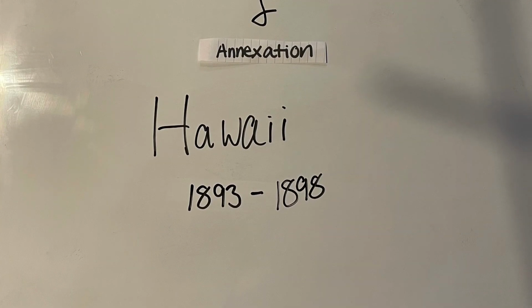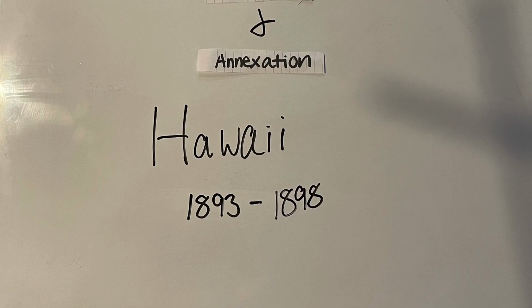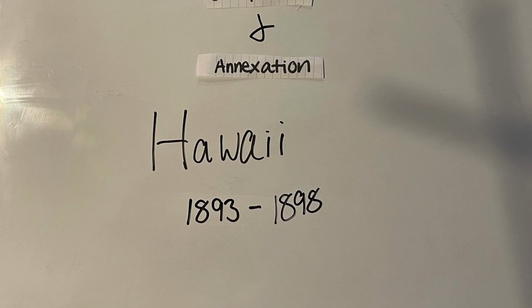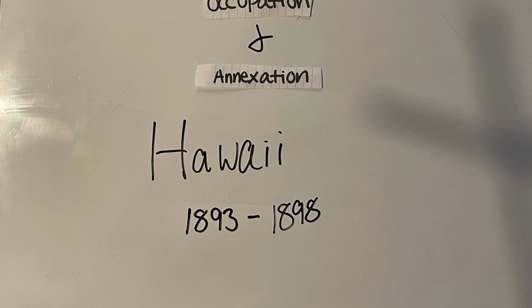Hello, in this video I will be talking about the occupation and annexation of Hawaii that took place from 1893 to 1898 and some of the significant events that took place, starting with how Queen Liliuokalani was overthrown.